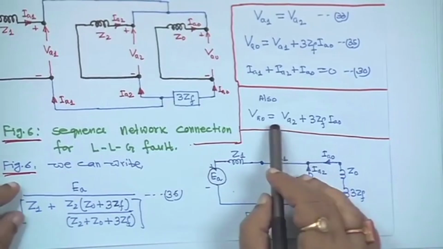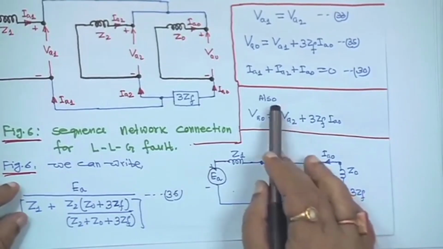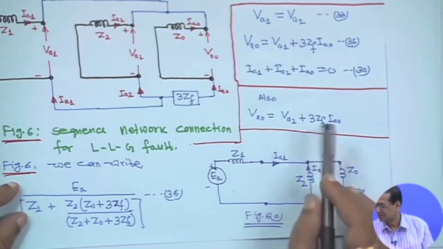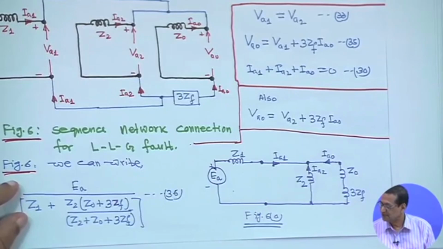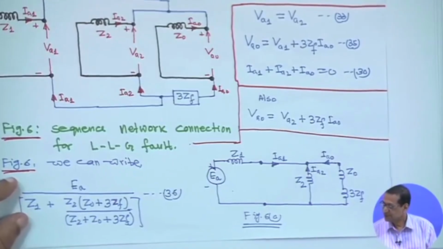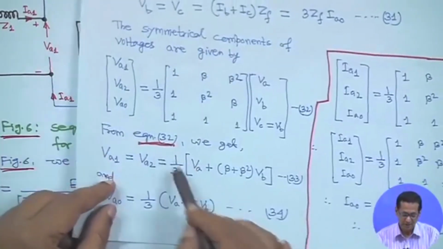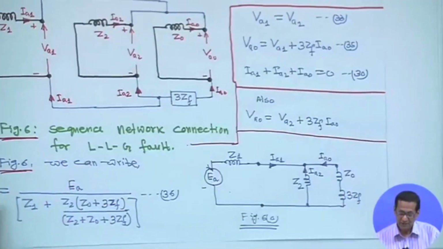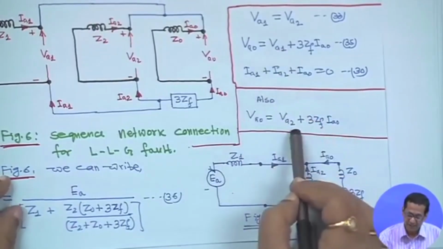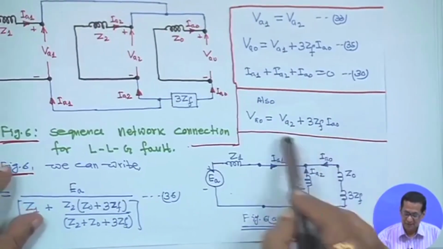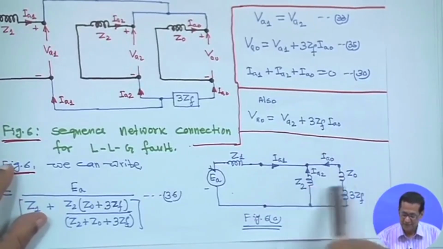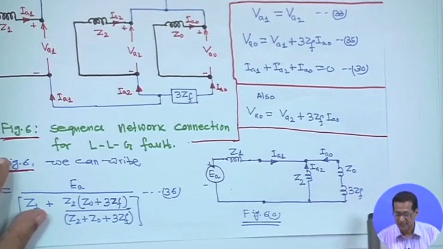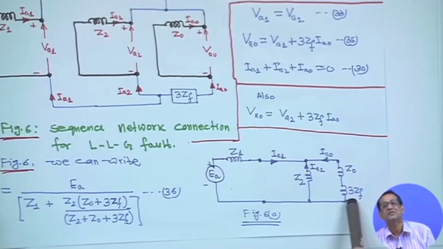This equation I have also written, that VA0 is equal to VA2 plus 3ZF IA0. This is because earlier we have made it that VA1 is equal to VA2. That is why VA0, instead of V1, we can write also VA2 plus 3ZF IA0. That means this suggests that your negative sequence and your 0 sequence are in parallel, but their fault impedance will be there. If ZF is 0, then the 3ZF term will not be there.